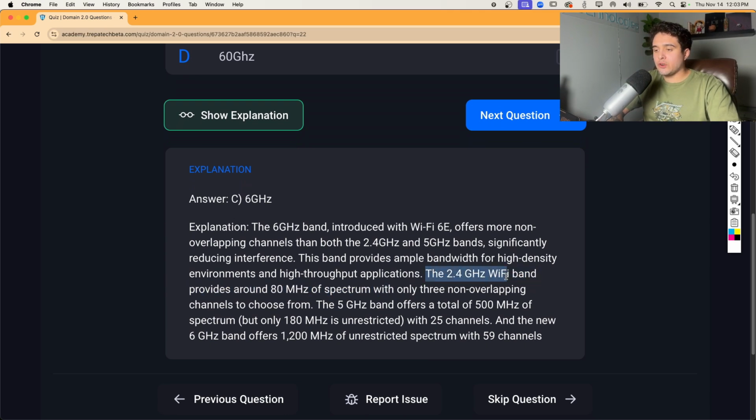But yes, it says it right here. The 2.4 gigahertz Wi-Fi band provides 80 megahertz of spectrum with only 3 non-overlapping channels. 5 gigahertz only has 25 channels that are non-overlapping. And then 6 gigahertz provides 59 channels because it has a huge range, 1200 megahertz of unrestricted spectrum to use.